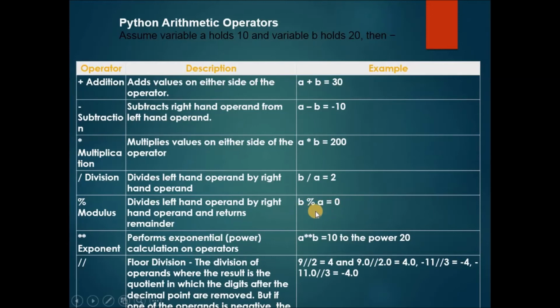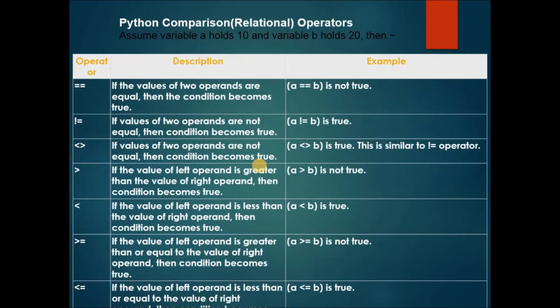In that case, you are going to use this one, modulus division. So you have to remember that. Okay. So different types of arithmetic operators are those. After that, Python comparison operator or relational operator is there. When two variables you are going to compare, then relational or comparison operator is used.